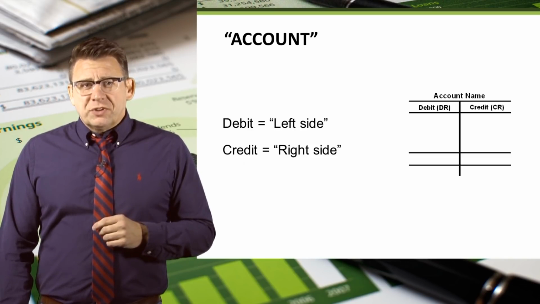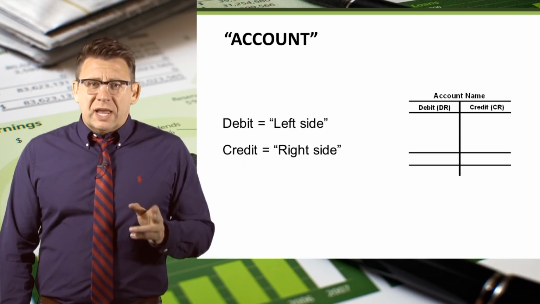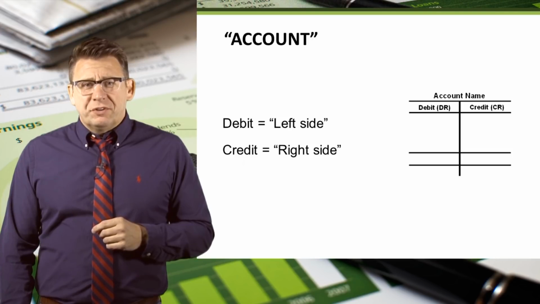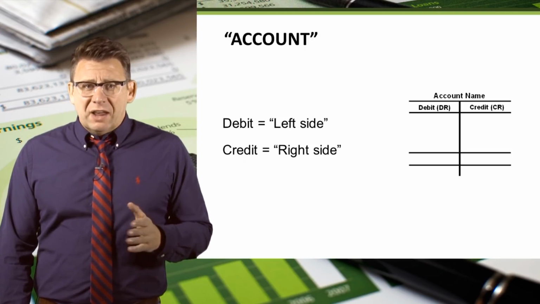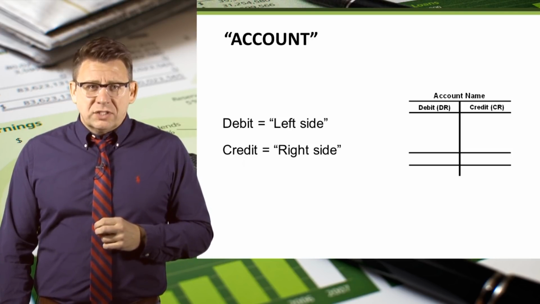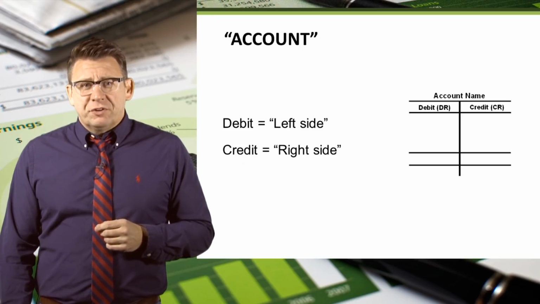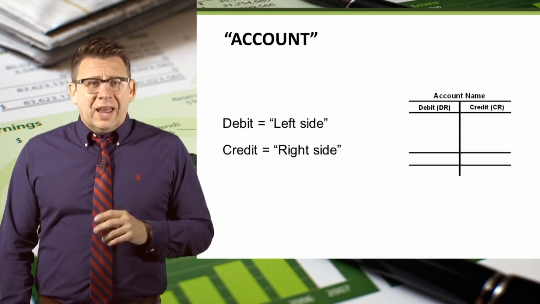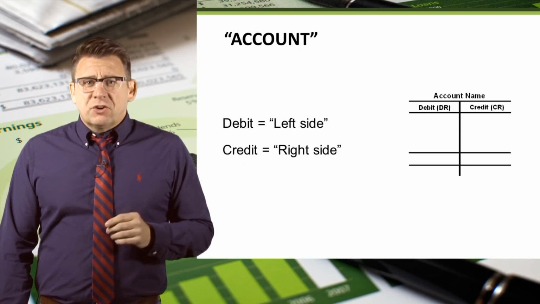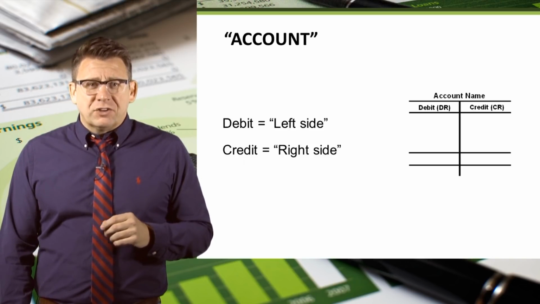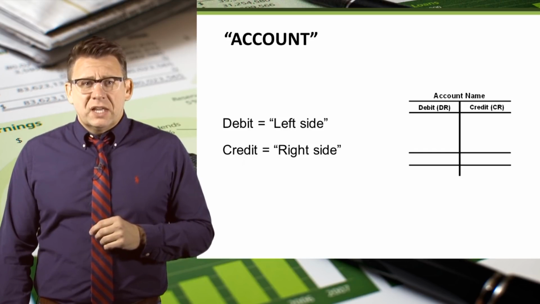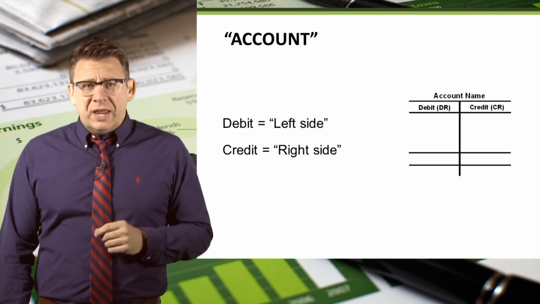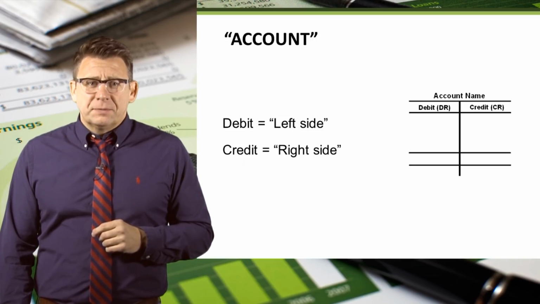2 additional terms that are very important in accounting are debit and credit. Debit, which is sometimes abbreviated DR, means left side of an account. And credit, which is sometimes abbreviated CR, means right side of an account. And that's it. Debits and credits are how different accounts are increased or decreased, but they don't mean increase or decrease because it depends on which account they affect.